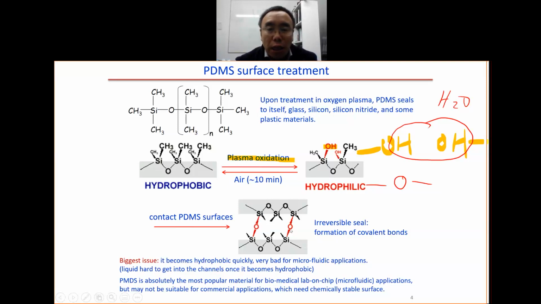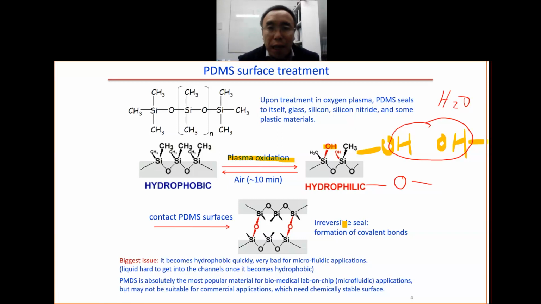This is the bonding. If the temperature and the time is very high, you get irreversible bonding. That means a permanent bonding. If the temperature and the time is not so much, you have the reversible bonding or temporary bonding.